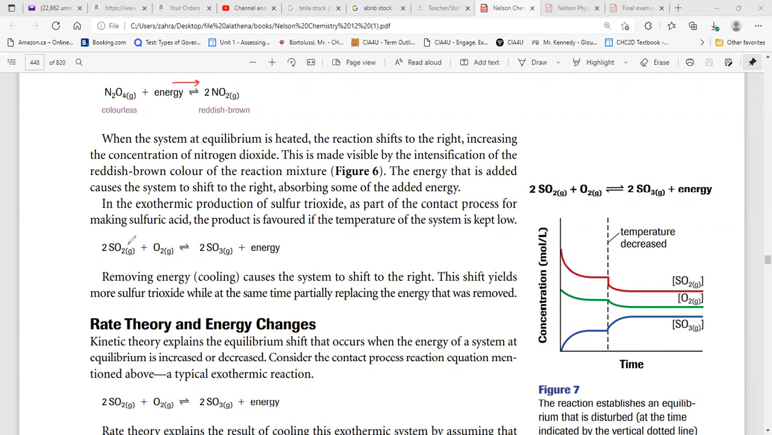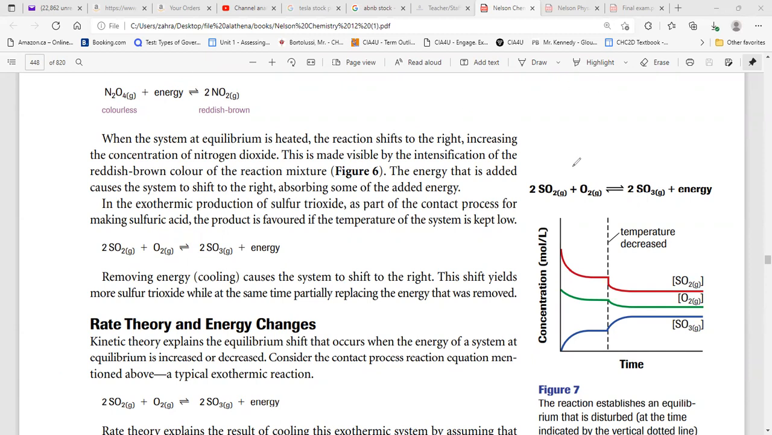Again here, this is exothermic. If I increase the temperature, you go in a direction that cools it down. So you have to go backward, because backward is when the energy is absorbed and it will be cooled down, right?